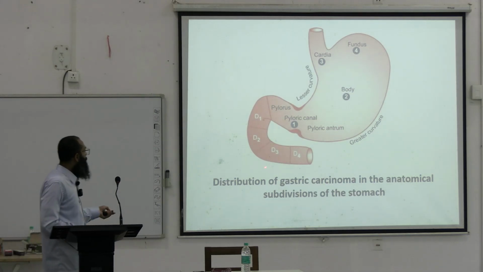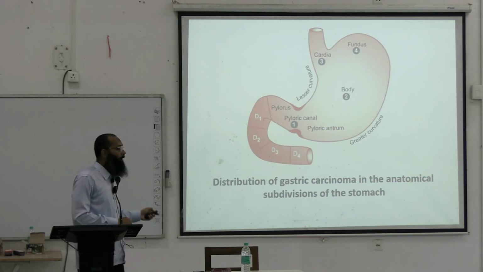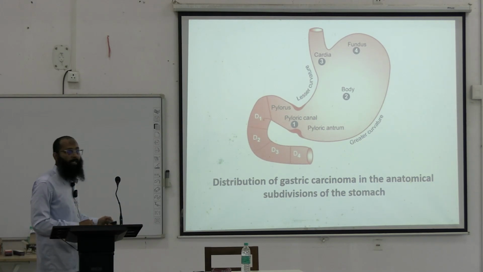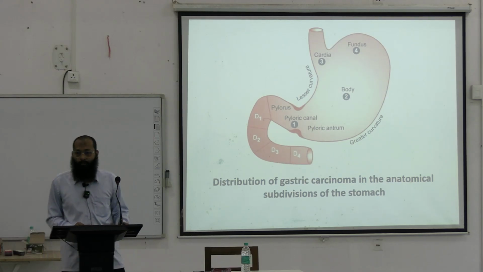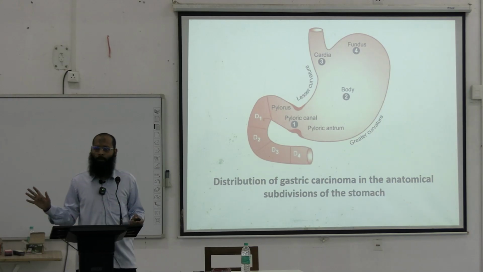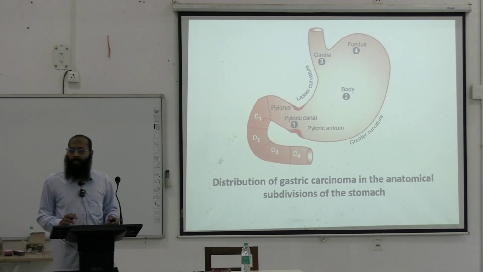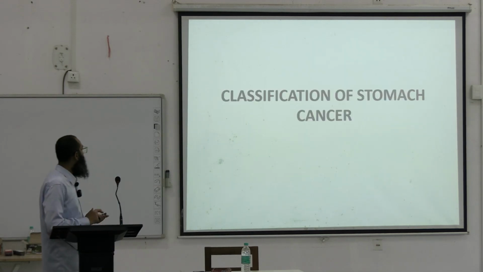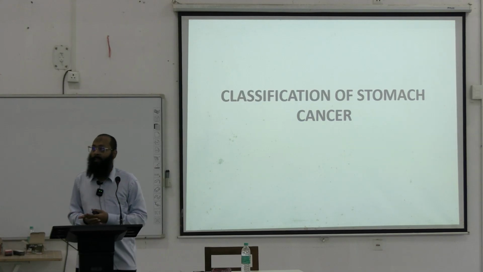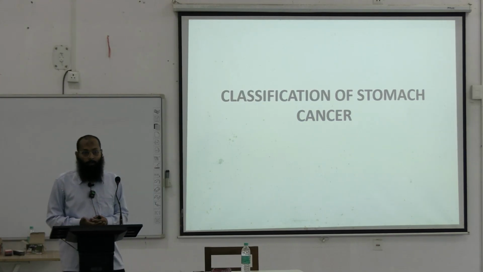Now, the most common location of gastric cancer is pyloric antrum. Fine? This is the most common location. Second most common location is the body. Third most common location is the cardia. And fundus is the least common location. Okay? Most common location is pyloric antrum. Fine? Clear? Now, we are going to classify the gastric cancer. There are many classification systems. Okay?